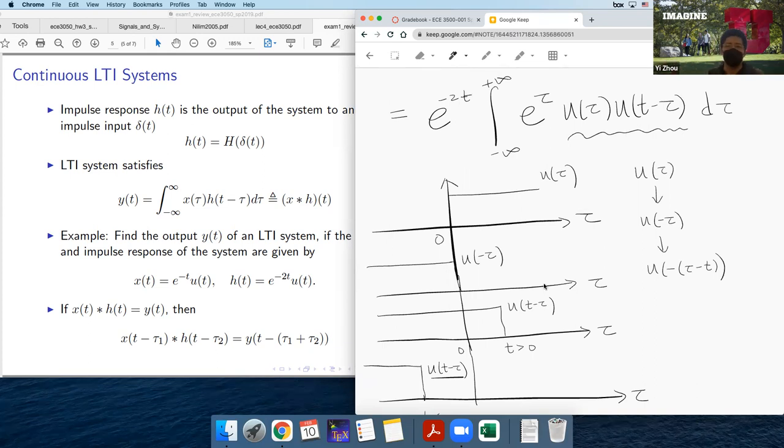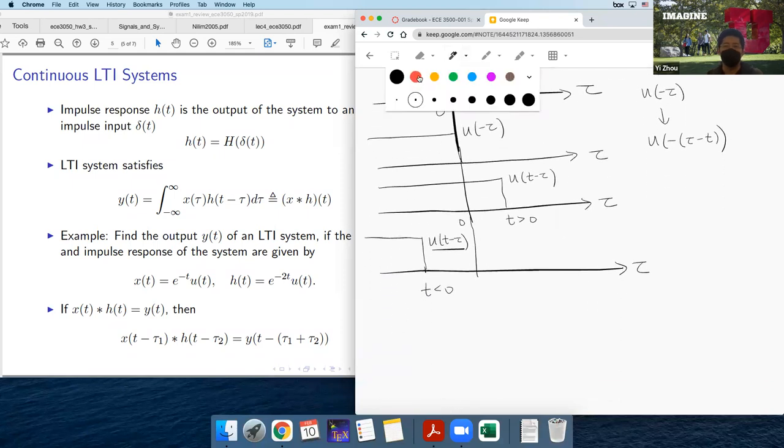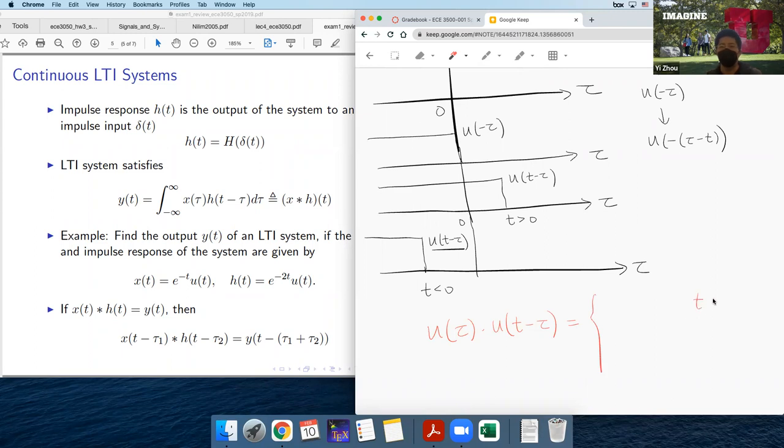So basically, in the end, we should conclude that u(tau) times u(t minus tau) depends on the sign of t. If t is non-negative, then this is a standard window function between 0 and t, okay, amplitude 1. If t is negative, then it is 0.